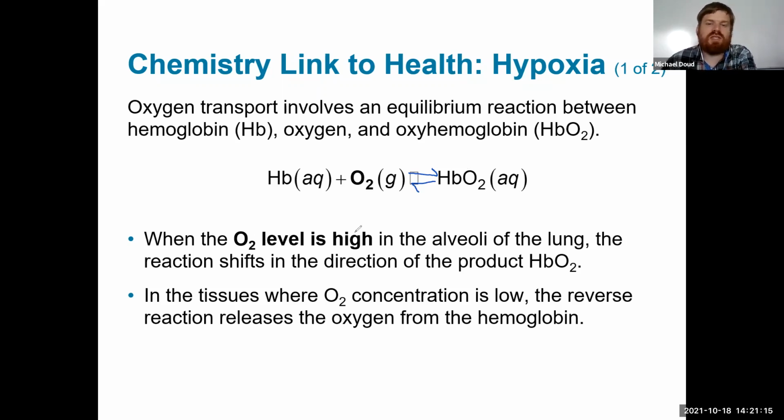So when you have an O2 level that's high in your lungs, for example, you shift the direction towards the product, oxyhemoglobin. Then in the tissues where the oxygen is supposed to be delivered, the concentration of O2 is very low. So there, the reverse reaction occurs, and you actually release the molecular oxygen, which can then be used by the body.